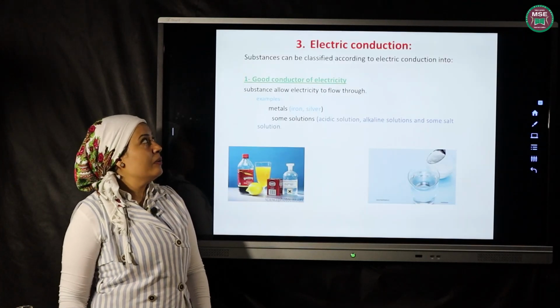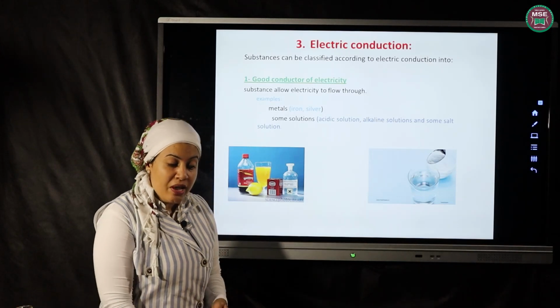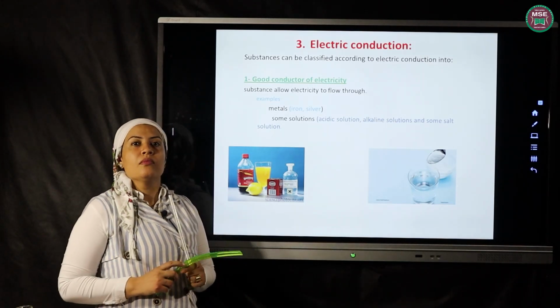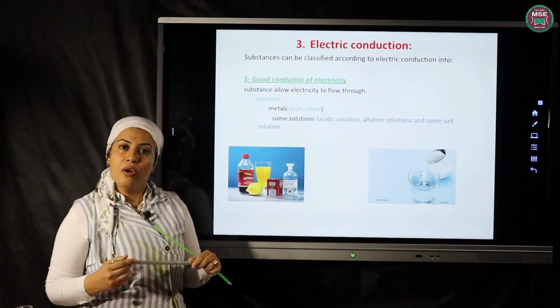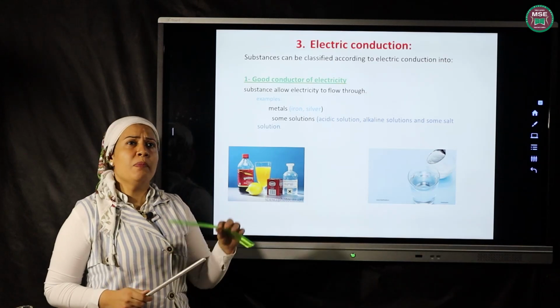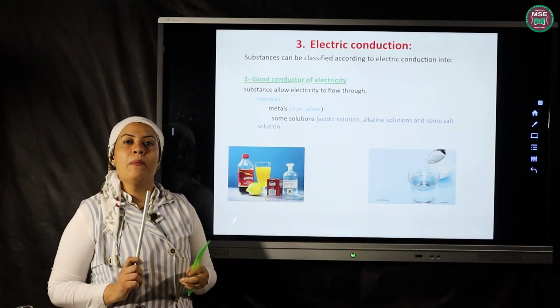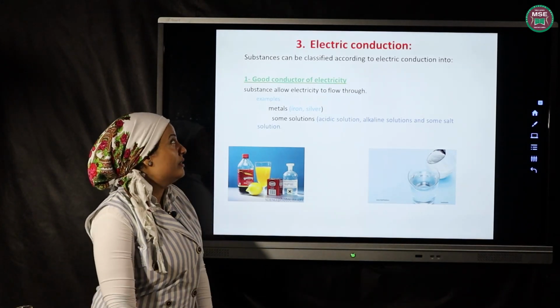Okay, we will talk about the third property, which is electric conduction. We studied before that there is a difference between an iron rod and a plastic ruler. We studied that all the metals are good conductors of electricity, but all the plastics and wood and leather and glass are bad conductors of electricity. So we will talk about the electric conduction.